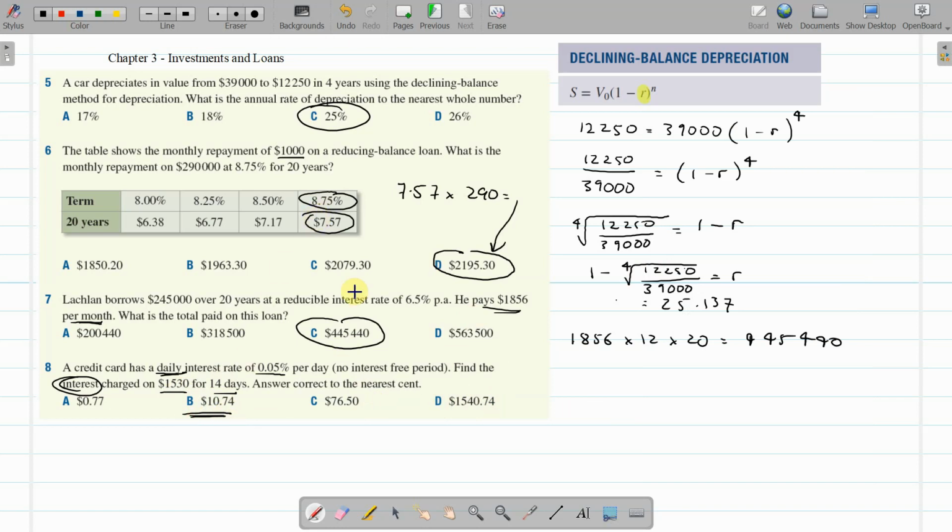There we go. So I'll just put it here. What are we doing? We've got 1530 bracket 1 plus 0.05%, and that's daily. So for 14 days that is 1540.74, then 1540.74, take away the 1530 is $10.74.